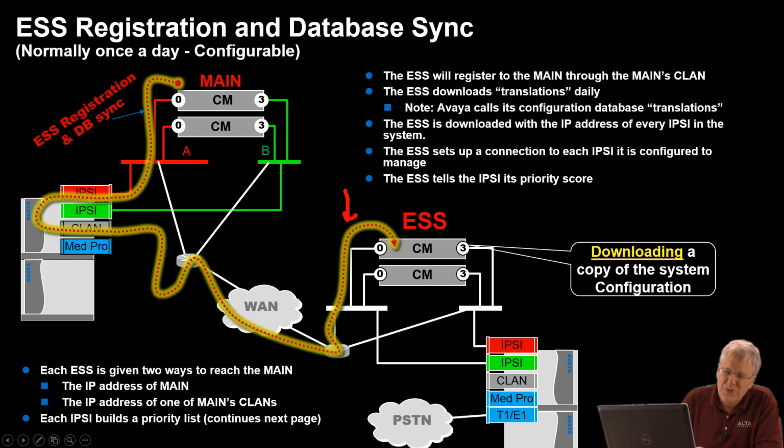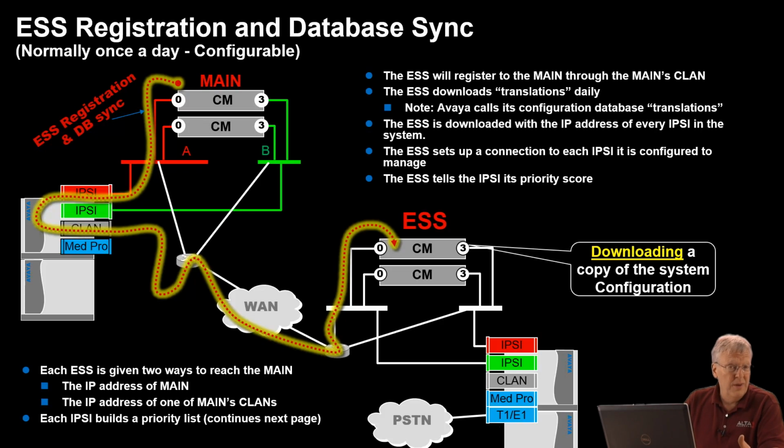This means that you really can't get directly to a communications manager. You have to go through a CLAN. So a CLAN referenced by an IP address would have to be configured in the communications manager, in the ESS, so that it would know how to communicate with main. Now, you don't have to choose just one CLAN. You can back up with another if you'd want to.